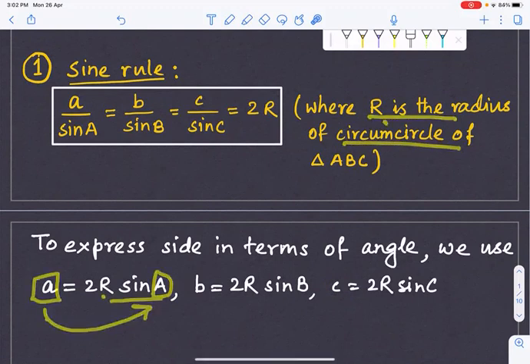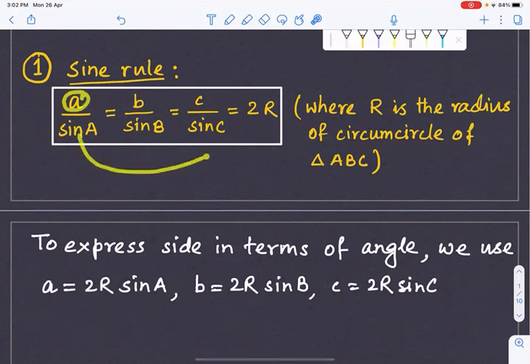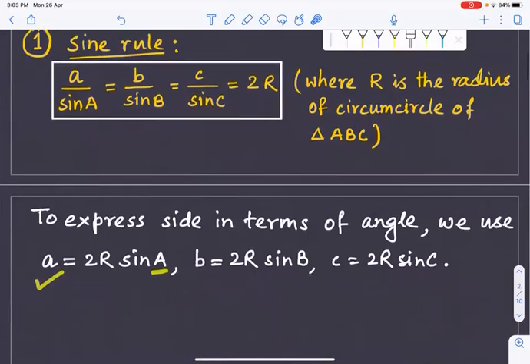I will come to that later. How did I get this? I keep a here and multiply sine to this side, then a is equal to 2R sine A. Similarly, b equal to 2R sine B, c equal to 2R sine C. If in any question I need to express the side in terms of angle, then I can use this idea.